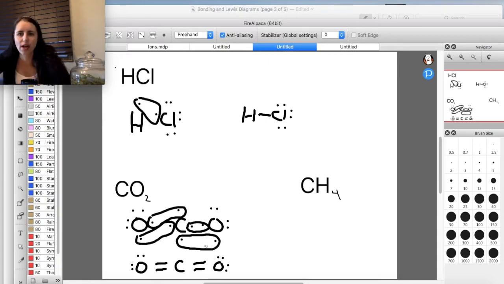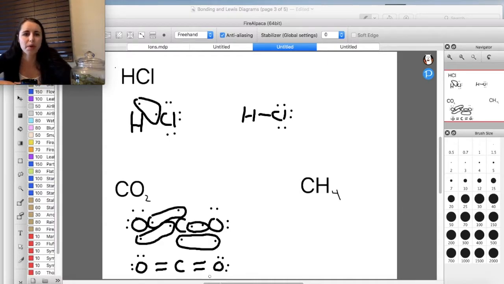Let's count to make sure everything's happy. So this oxygen has 1, 2, 3, 4, and remember lines count for 2, so 5, 6, 7, 8. This oxygen also has 8, and this carbon has 1, 2, 3, 4, 5, 6, 7, 8. So everything is happy. I want you to take a guess at what you call these bonds. So this bond here was a single line, so we call it a single bond. This here, I have 2 lines, so we actually call this a double bond.